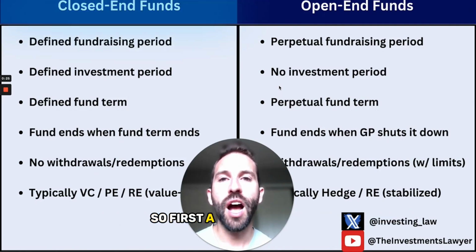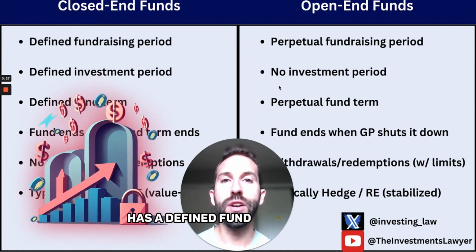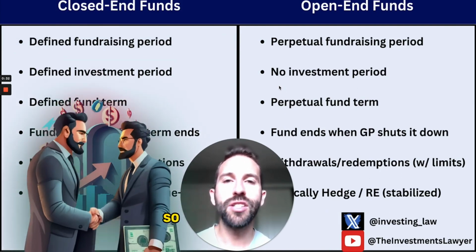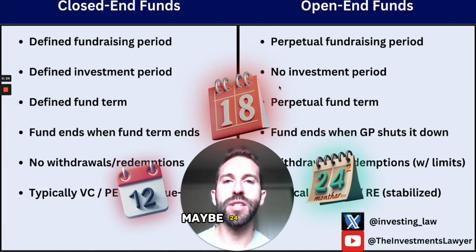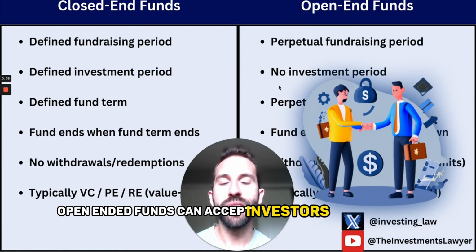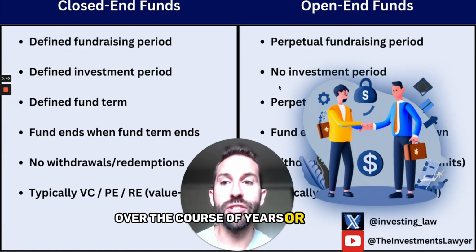So first, a closed-end fund has a defined fundraising period, which is the period when the fund is accepting new investors. So this is usually 12, 18, maybe 24 months. On the other hand, open-ended funds can accept investors whenever, over the course of years or decades.